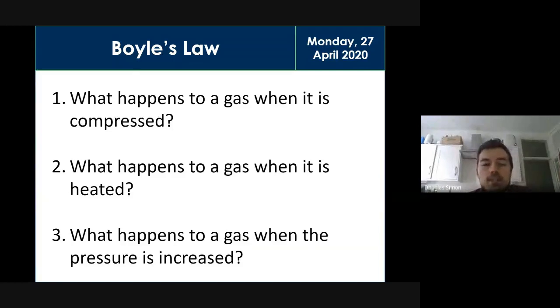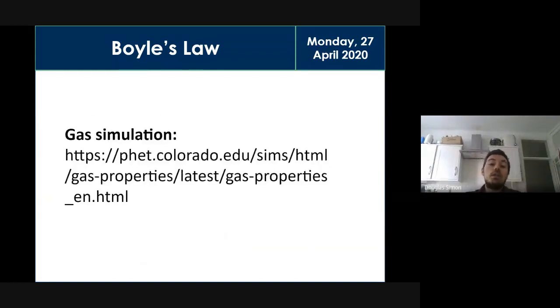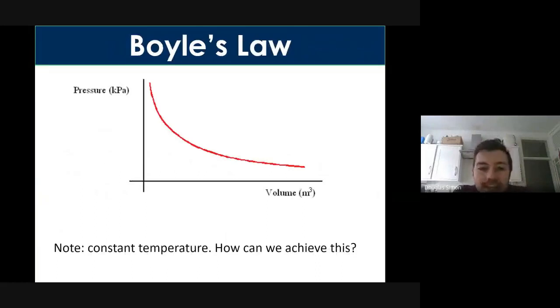Okay, welcome back. So hopefully you learned something. A lot of what we're doing is an extension of GCSE, and a lot of it is kind of obvious in some ways, but we're going to hopefully extend your knowledge today. So what is Boyle's Law? Boyle's Law is the relationship between pressure and volume in a gas.